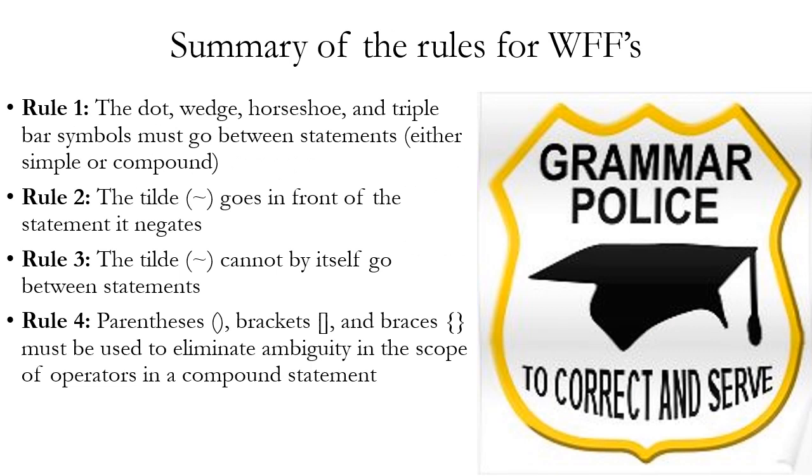So to summarize the rules for well-formed formulas, Rule 1, the dot, wedge, horseshoe, and triple bar must go between statements, either simple or compound. Rule 2, the tilde goes in front of the statement it negates. Rule 3, the tilde cannot by itself go between statements. Rule 4, we use parentheses and, if you wish, brackets or braces to eliminate ambiguity in the scope of operators.